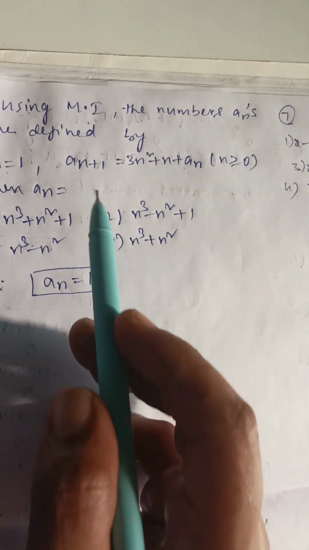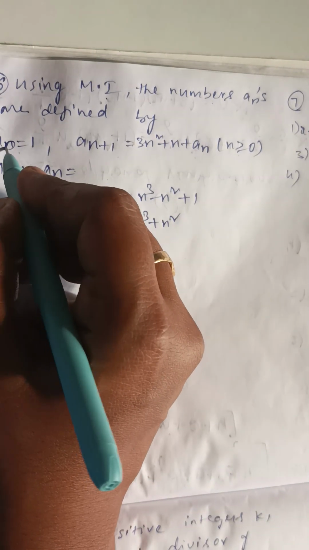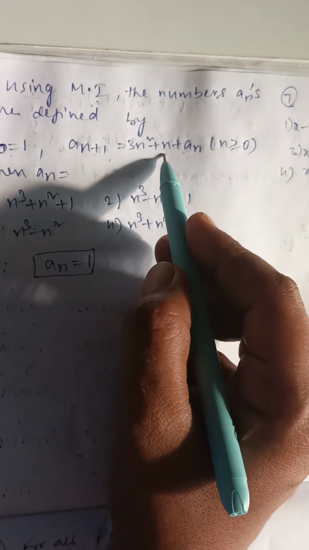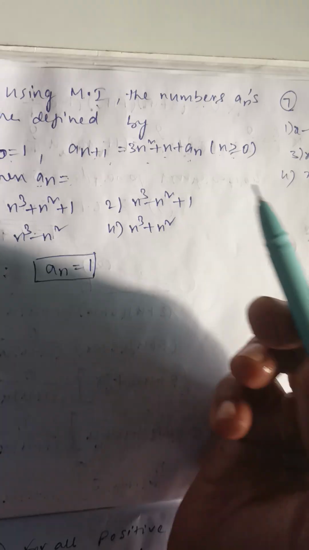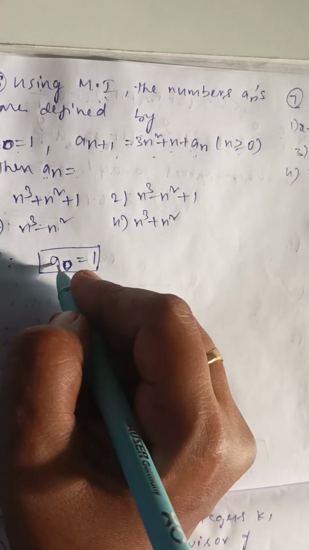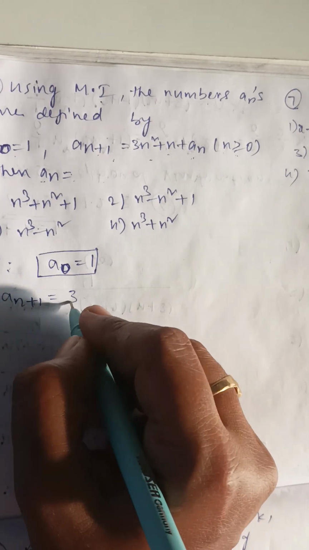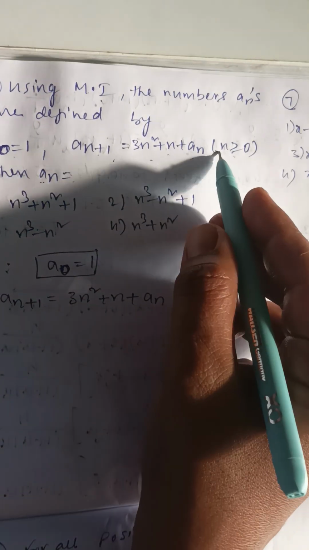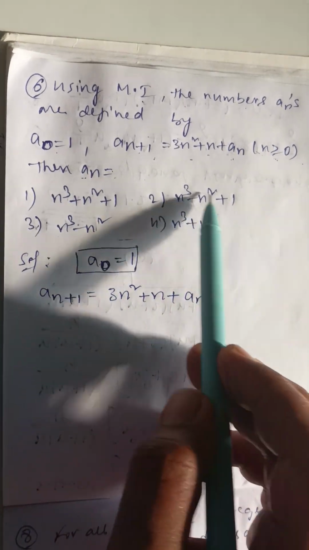Mathematical induction, sixth question. Using mathematical induction, the numbers an are defined by a naught is 1, a(n+1) is 3n square plus n plus an, n is greater than or equal to 0, then an is. Here a naught is given as 1 and a(n+1) is defined by 3n square plus n plus an. Here n must be greater than or equal to 0. So what is an from the given options?